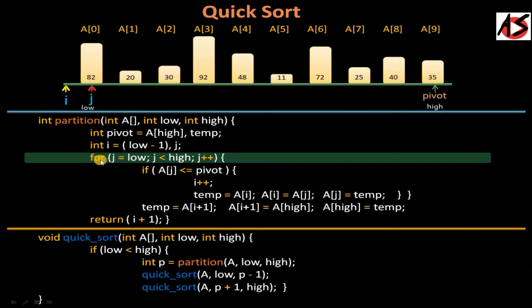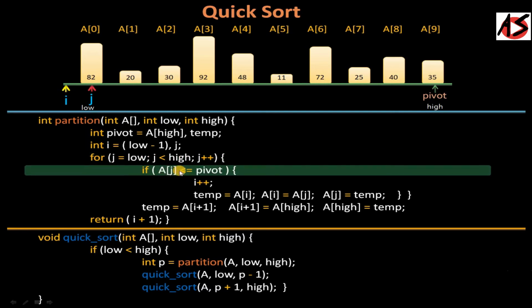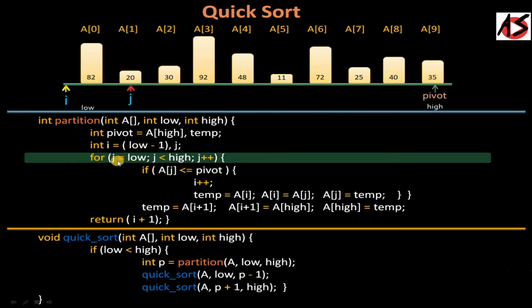So here we start with the for loop, and we take j equal to low. Low is at 0, so j is equal to 0. j is less than high, high is 9, so 0 is less than 9. So we go inside and check the condition A[j], that is 82, less than the pivot element. The pivot element is 35. So 82 less than 35, condition false. So we increment j by 1.